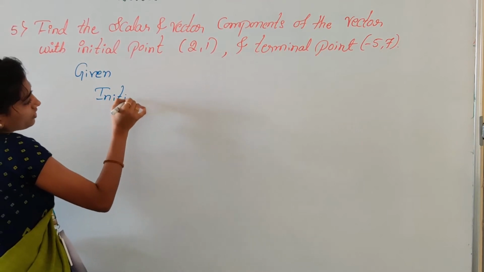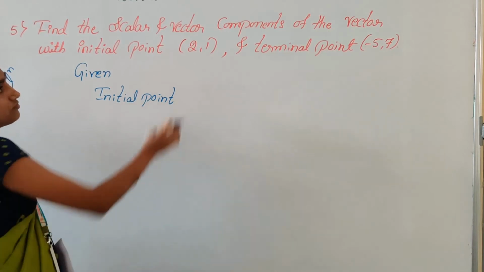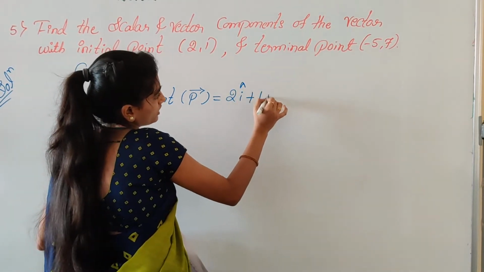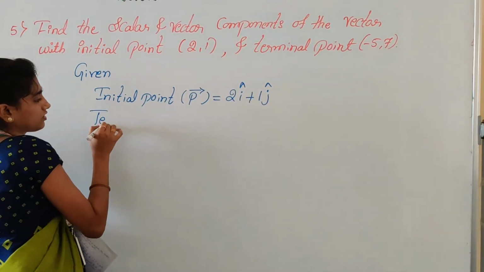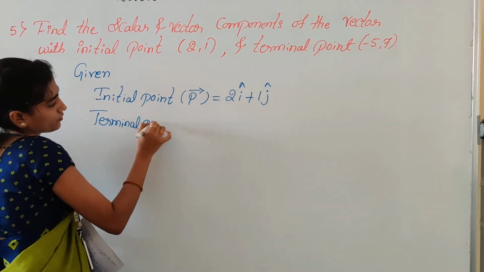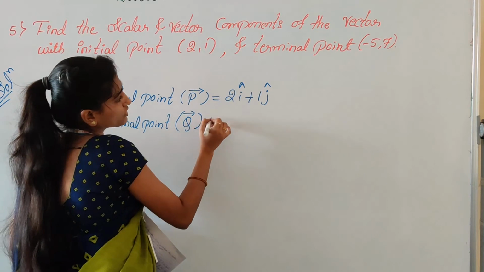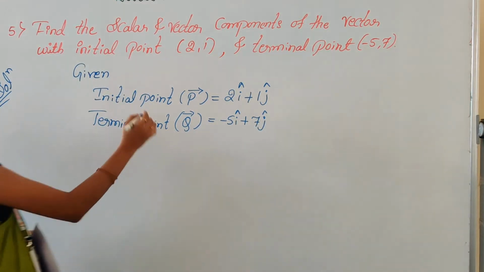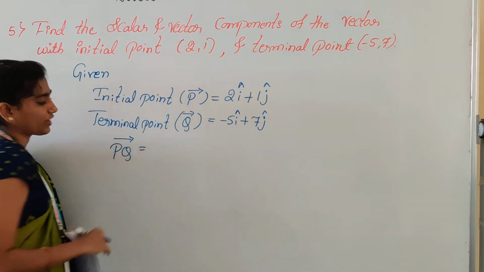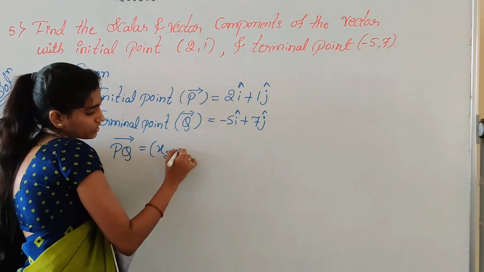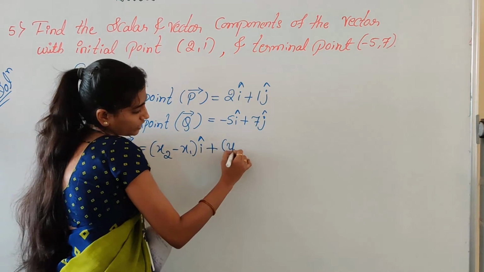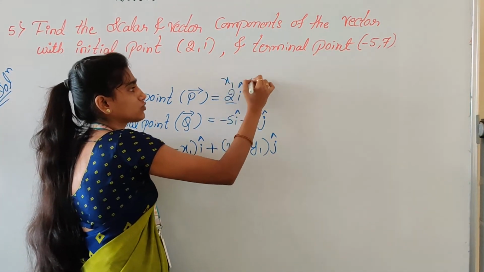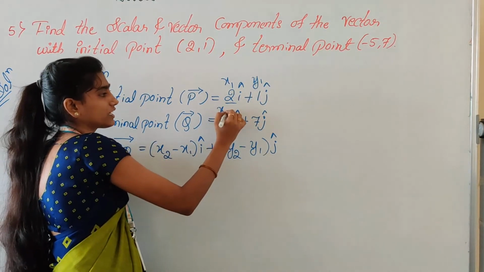So here initial point. So consider P vector, initial point, vector P is equal to 2i + 1j. Then terminal point, that is vector Q is equal to -5i + 7j. Now find out vector PQ. So vector PQ is equal to x2 minus x1 into I cap plus y2 minus y1 into j cap. So here this is initial point, so this one will be x1, y1, and this one x2, y2.